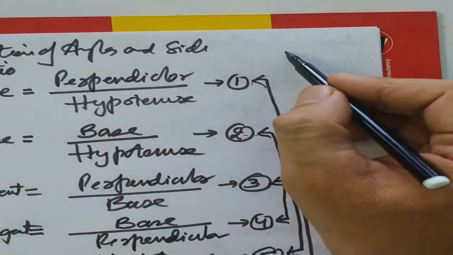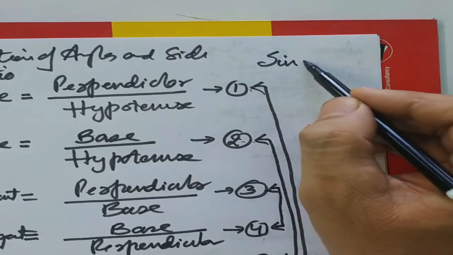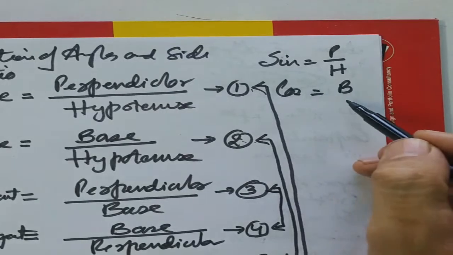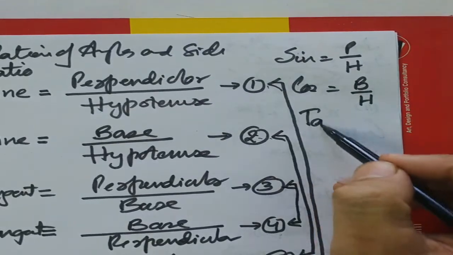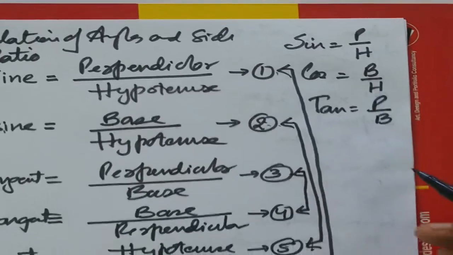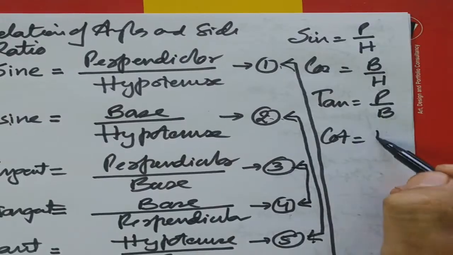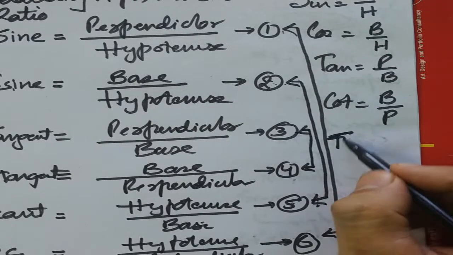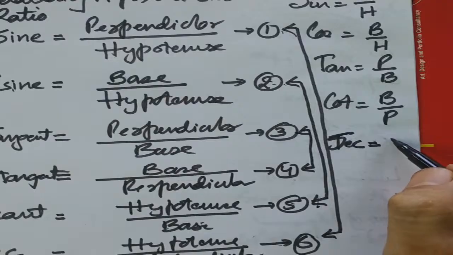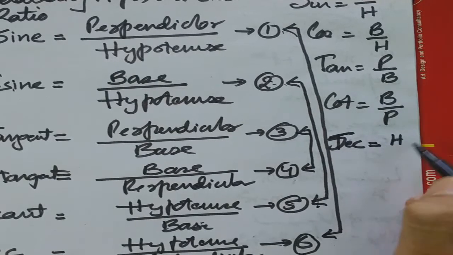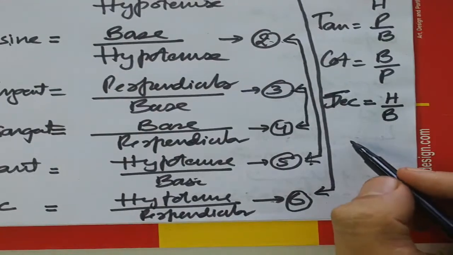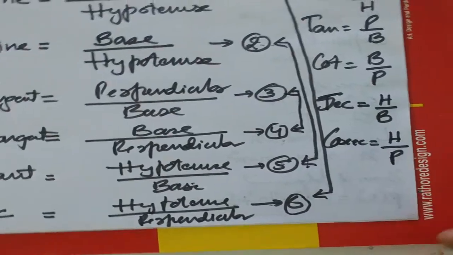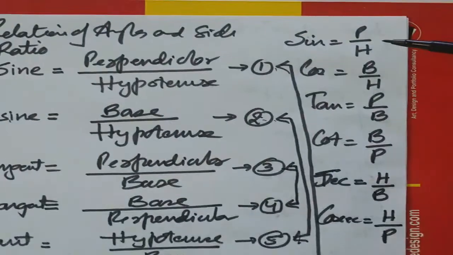So in short, sine is equal to p upon h, cos is equal to b upon h, tan is equal to p upon b, cot is equal to b upon p, sec is equal to h upon b, and cosec is equal to h upon p. So this is a very important relation which you have to remember.